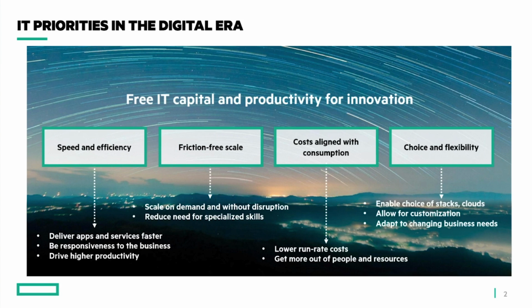And so it's a combination of the four things indicated here. It's about speed and efficiency. How do we enable you to deliver apps and services faster, be more responsive to your business, drive higher productivity, and we want you to be able to scale friction-free, right? So you need to be able to scale on demand without disruption, and reduce the need for specialized skills here. We're moving to a generalist world here, with the ability to get things done without teams of different people with different skill sets.